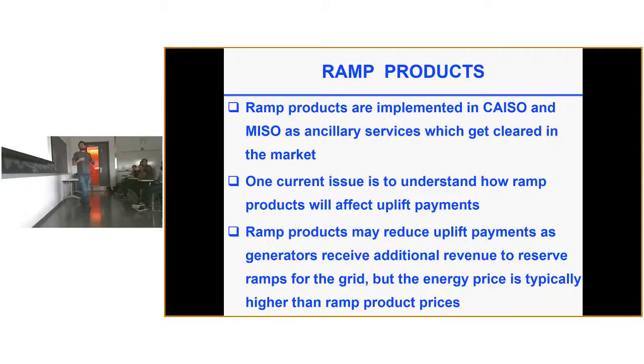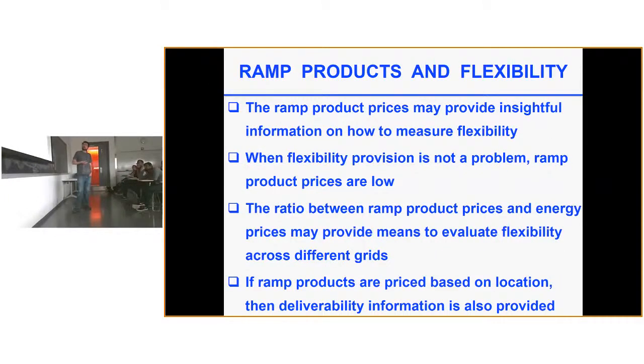Some people say, oh, it will reduce the uplift payments because the generators are getting an additional revenue. But the thing is, the revenue from ramp products is not as big as the revenue from energy. So it is not clear yet how the ramp products will impact the side payments or the uplift payments. But they do provide information on flexibility. For example, the prices of ramps indicate how valuable the ramps are for operation right now. And say you have a flat load to meet, then you are going to pay nothing for having ramps available, right?